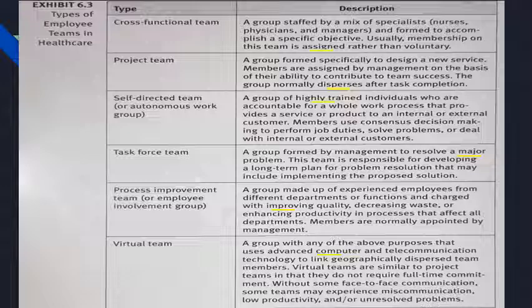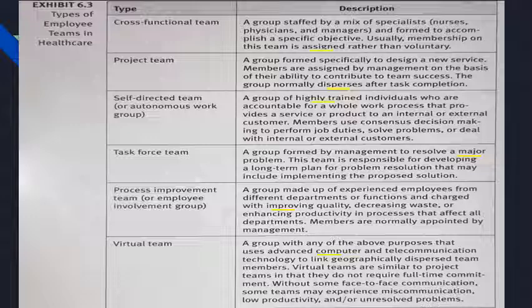In a self directed team, there is a group of highly trained individuals who are accountable for a whole work process that provides a service or product to internal or external customers. The task force team is a group formed by the management to resolve a major problem. This team is responsible for developing a long term plan for problem resolution that may include implementing the proposed solution.